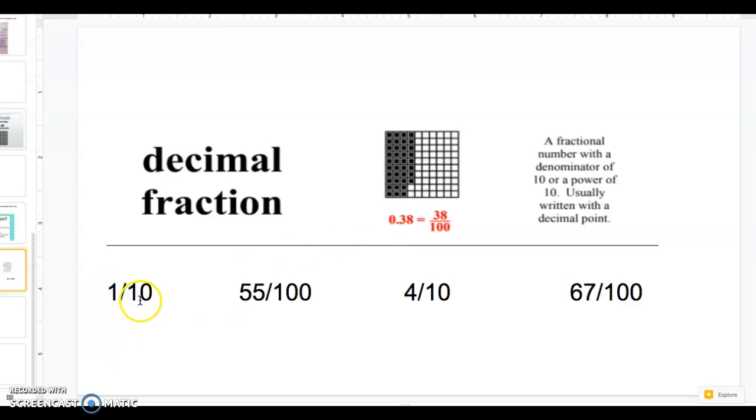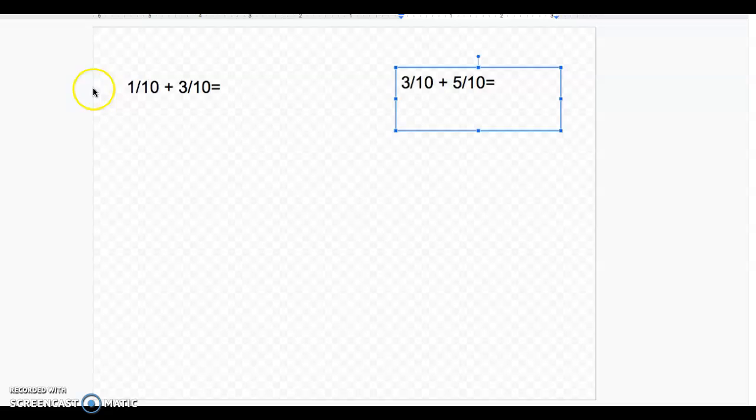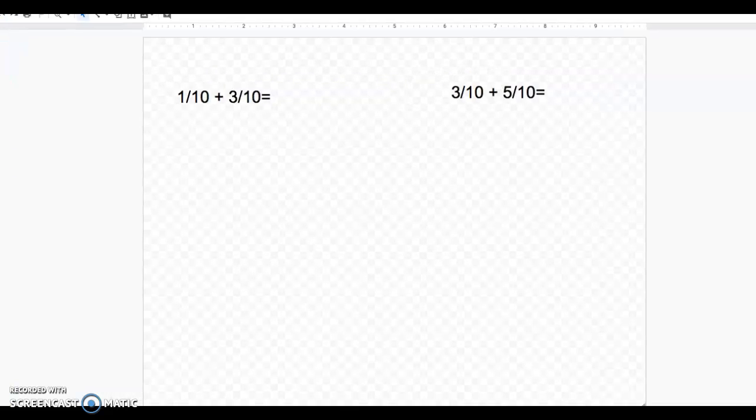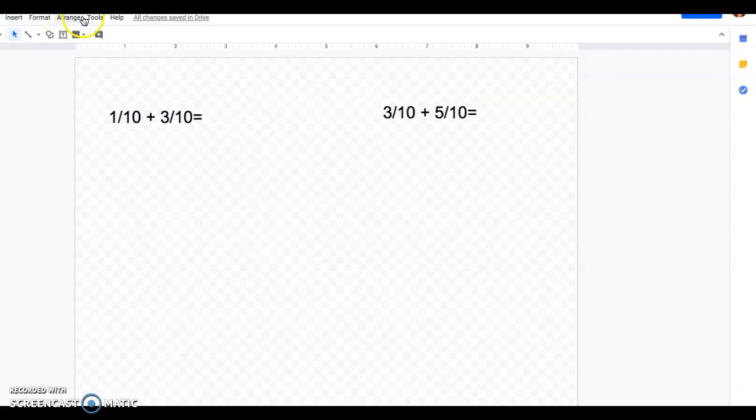So fractions like 1/10, 55 hundredths, 4/10, or 67 hundredths. We're going to be focusing on decimal fractions, fractions that have a denominator of 10 or 100. So what we're doing today is we're going to be adding these fractions. And when we add fractions, we keep the denominator the same and add the numerators.